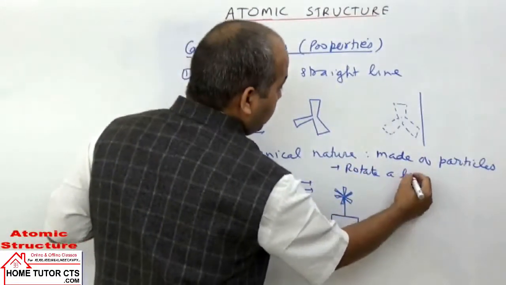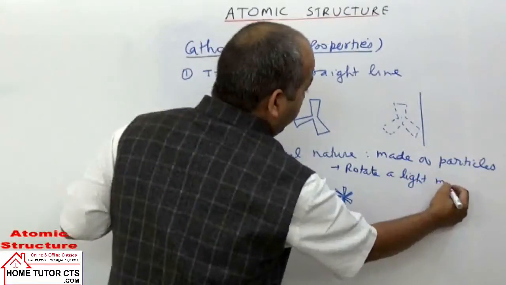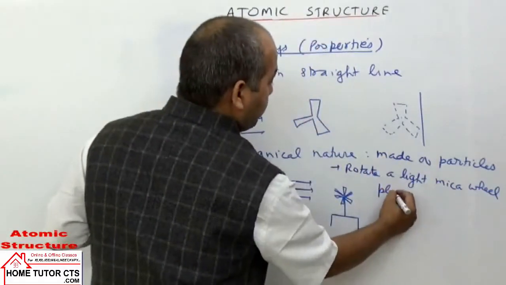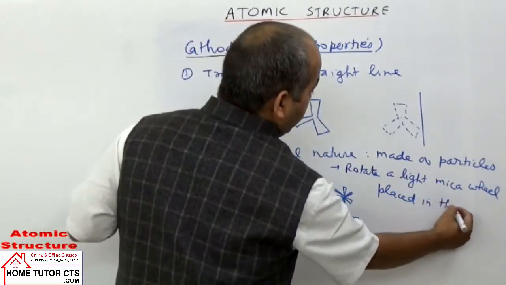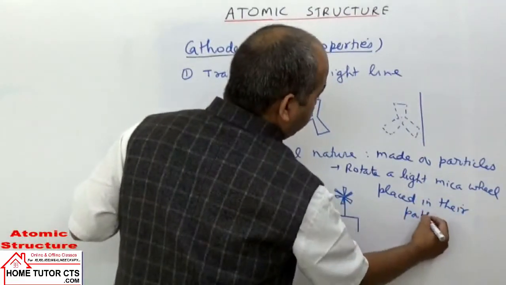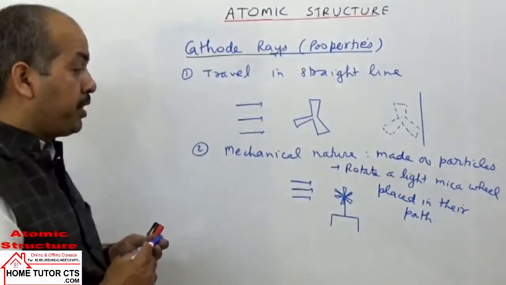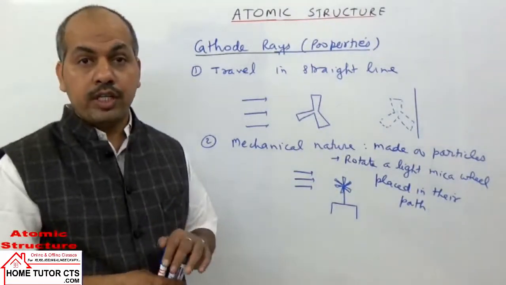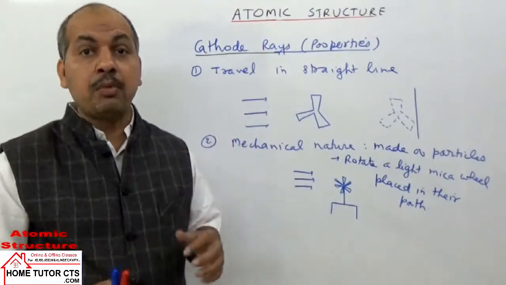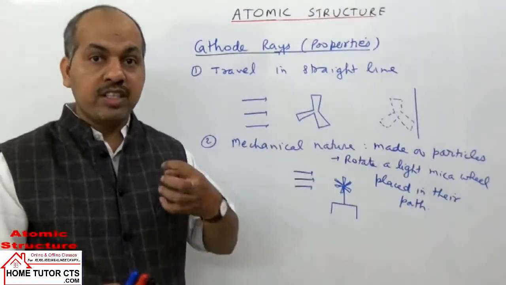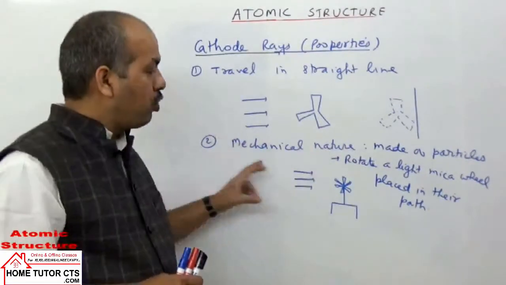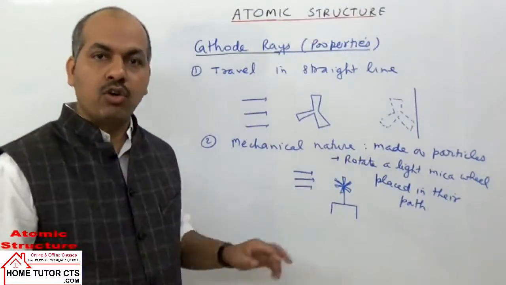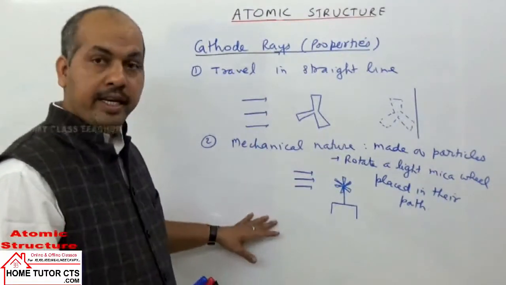a light mica wheel placed in their path. So this property can be explained only by the mechanical nature, that the cathode rays are made of a beam or stream of particles. Those particles are moving with definite kinetic energy. When they collide with the mica wheel, energy transfer takes place, and then the mica wheel starts rotating. So that is the meaning of mechanical nature.